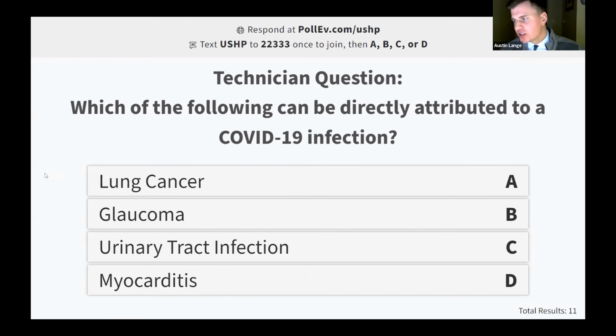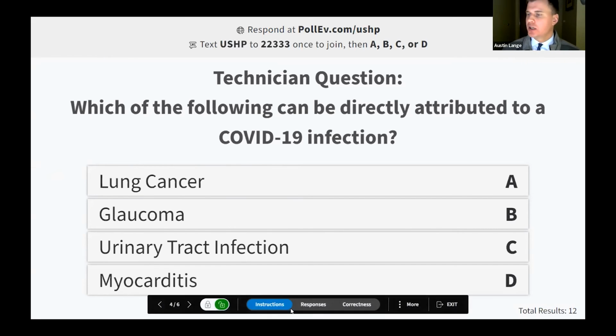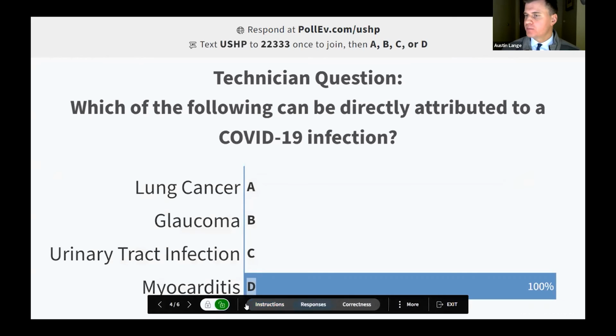Looks like we have a pretty similar number of responses to our first question, so looks like most people might have answered. 100%. We nailed this one.